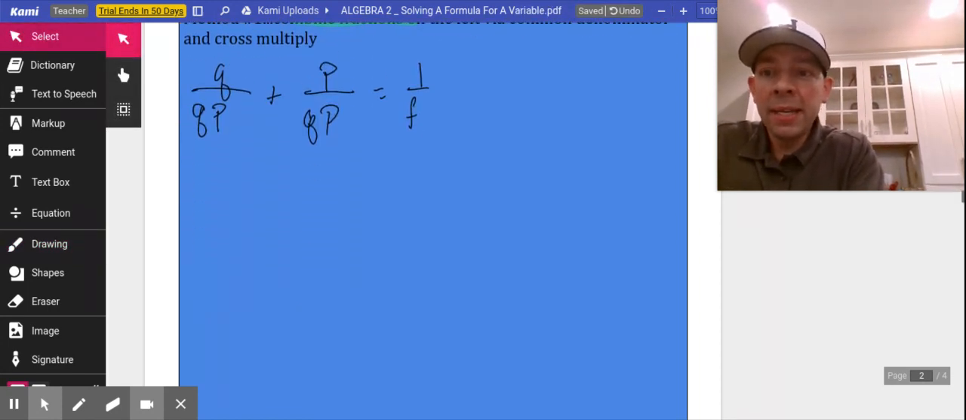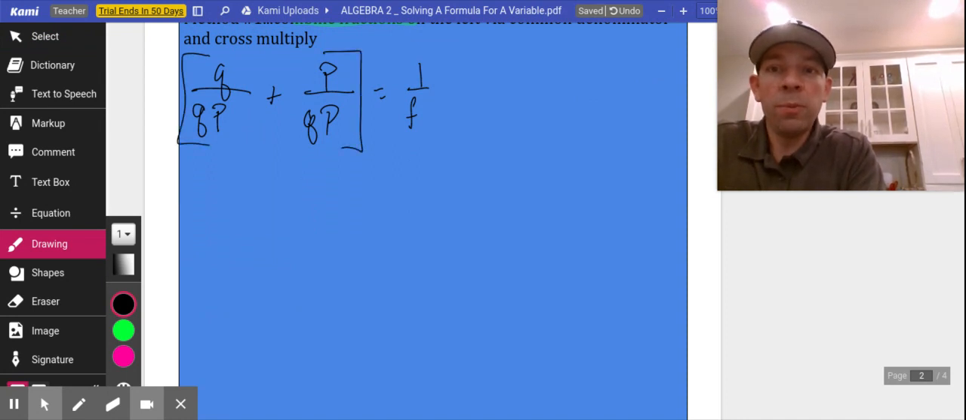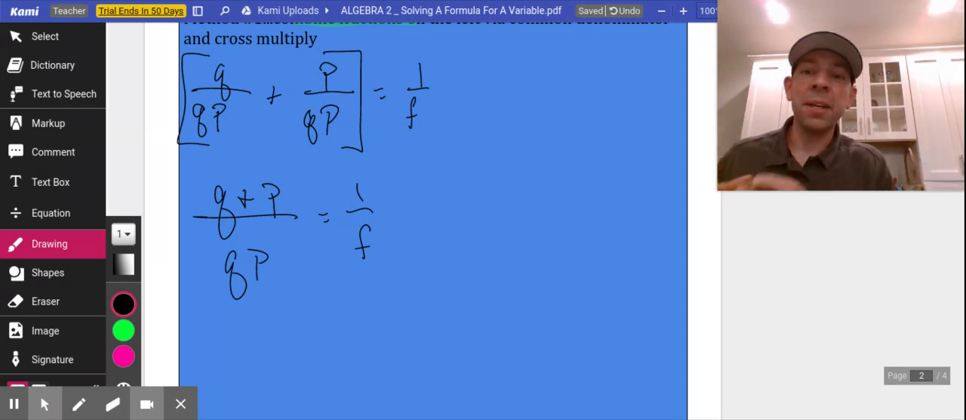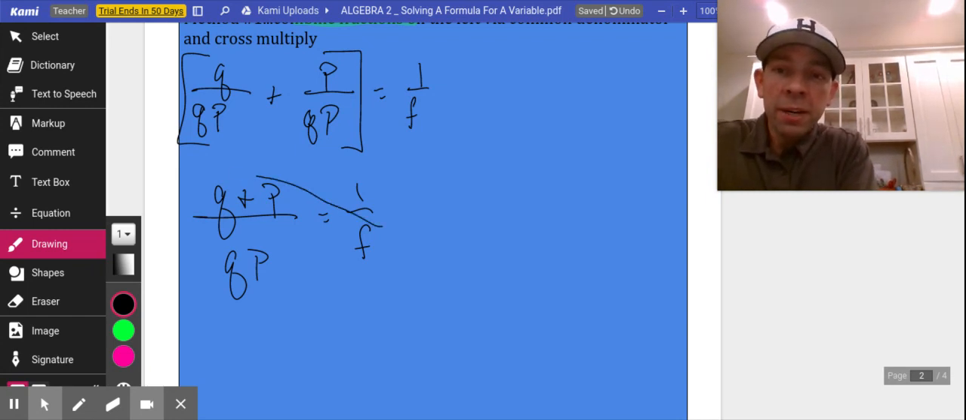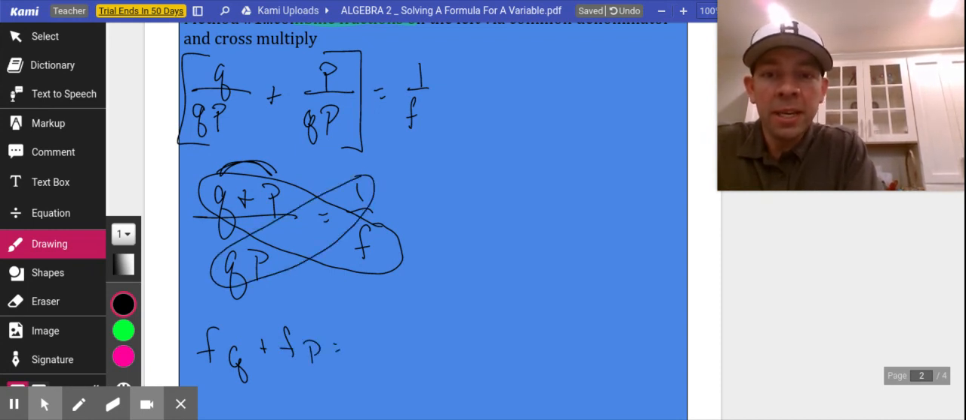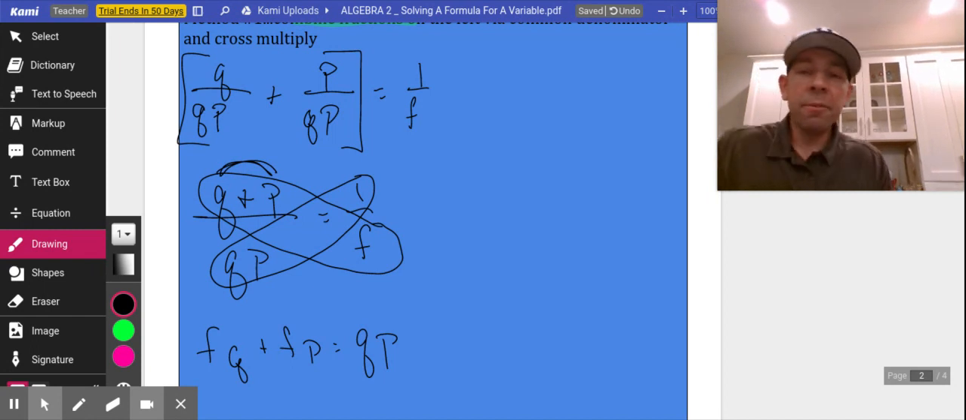Now I'm going to combine these two fractions into one fraction. So it's going to be Q plus P all over Q times P. The whole reason I want to combine the left side into one fraction is it opens up this opportunity to cross multiply. So when I cross multiply, I've got to be real disciplined and distribute the F to both of these terms. So it's going to be F times Q plus F times P, and then cross multiply here to get QP.